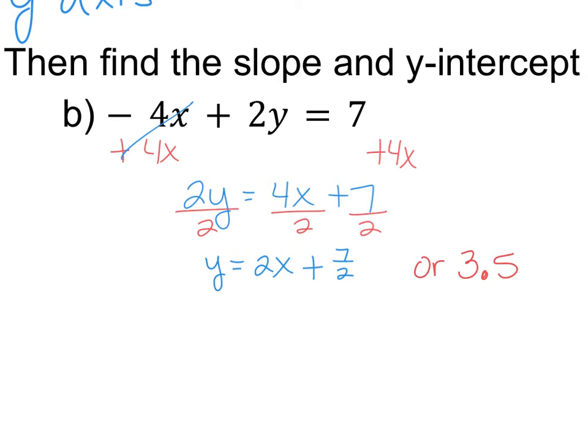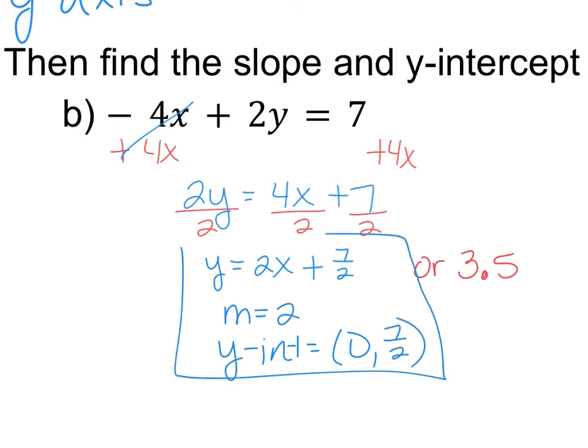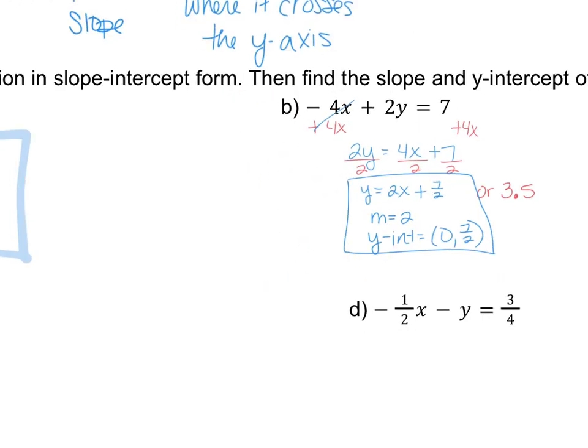So we've got that part done. Now let's do the slope. What is the slope for this one? Well, it's the number in front of the x, which is 2. And your y-intercept is 0. And remember, don't forget it's a coordinate. 0, 7 over 2. Okay, that's your answer.